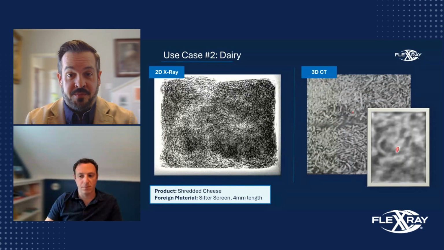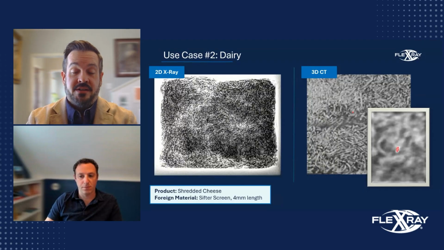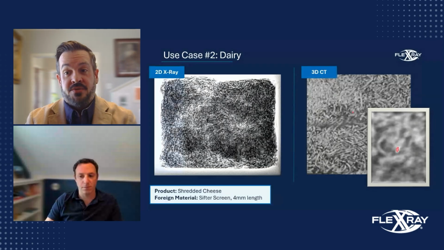Completely lost in the two-dimensional X-ray. And then again, we can peel back all of those layers and we can find exactly where in the product zone that wire is. And this 3D example showcases the CT finding and locating that wire fragment.